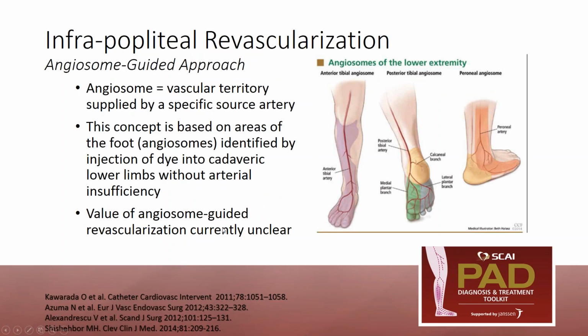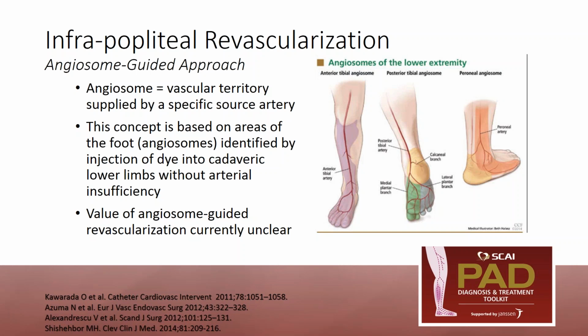When you look at infrapopliteal revascularization, there's this concept of angiosome directed therapy, which is basically looking at the vascular territory supplied by a specific source artery. If the lesion is located on the top of the foot, we really want to go after the anterior tibial because that provides direct flow to that wound. This is based on some data from the plastic surgery literature and also from injection of dye in cadaver lower limbs without arterial insufficiency.